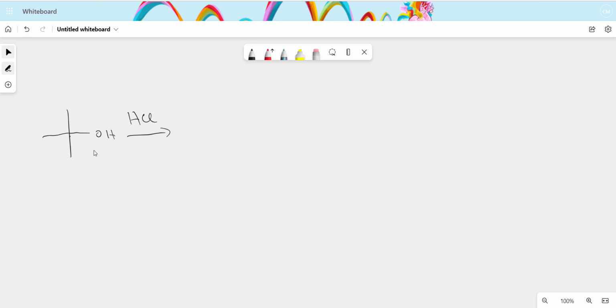Here we have a reaction of an alcohol. So this is a reaction of alcohol, and it's with HCl. I actually found this on page 3 of our document. Essentially what's going to happen here is the alcohol is going to react with the HCl, and it's going to replace the alcohol with the chlorine.